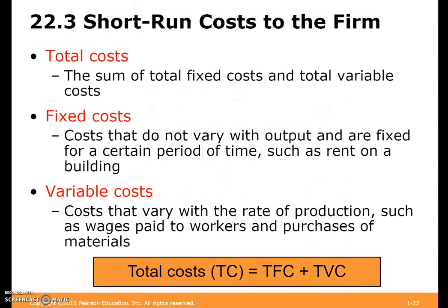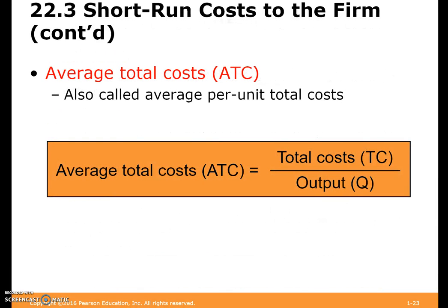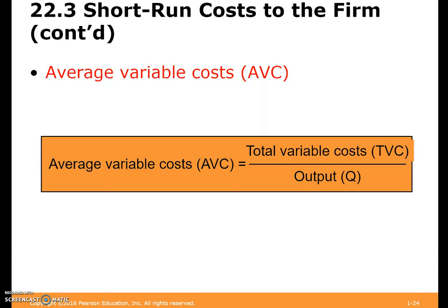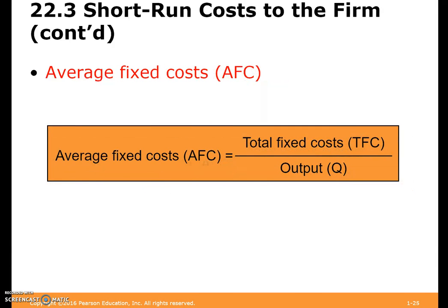So total cost is the sum of total fixed costs and total variable costs. Fixed costs are costs that do not vary with the output and are fixed for a certain period of time. It's like rent on a building. Variable costs are costs that vary with the rate of production, such as wages paid to workers and purchases of raw materials. And here we have at the bottom a little formula for that. Then we have average total cost, which is an average of total costs. And we have total cost divided by the output. Average variable cost is much the same. And average fixed cost is, again, much the same.